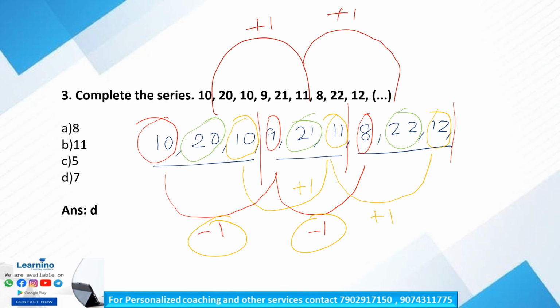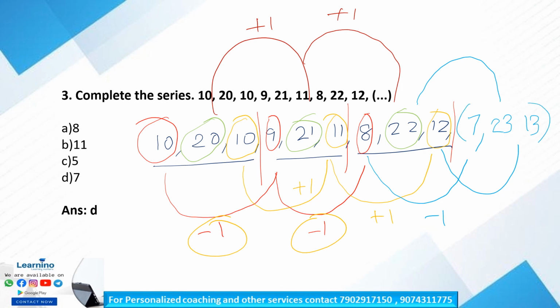First we have minus 1, right? So 8 minus 1 is 7. Then 22 plus 1 is 23, 12 plus 1 is 13. So the next set of numbers we have obtained. In that, our missing term is 7. We have to find just this term. So 7 is our missing term, and option D is our correct answer.